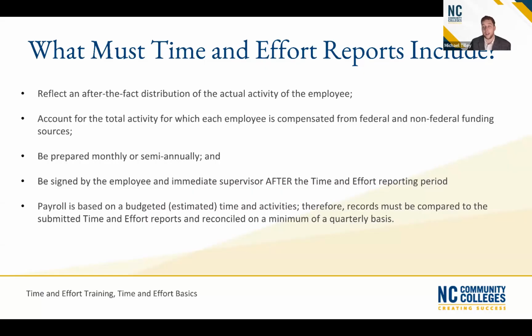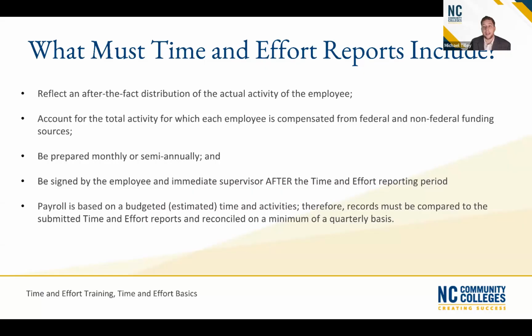I mentioned that it needs to be submitted monthly or semi-annually. That's pretty straightforward. It needs to be signed by the employee and the immediate supervisor, and this is going to be really key after the time and effort reporting period ends. So let's say that I need to submit a monthly time and effort report for myself, and let's say it's August and I've finished the last of my work on August 20th. The monthly time and effort reporting period for August goes until the 31st. So I need to wait until after August 31st to sign that document. And the same thing for the immediate supervisor. You have to wait until after that reporting period has ended to sign that.